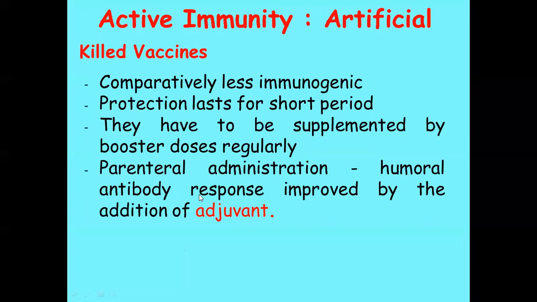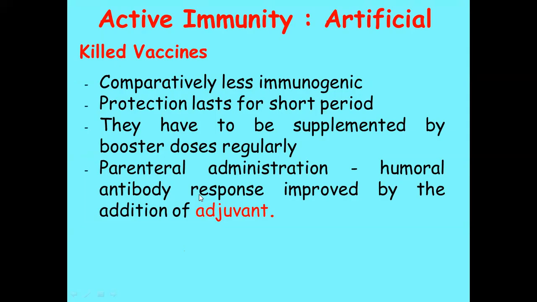And the active immunity called artificial also includes killed vaccines. For example, they are less immunogenic compared to live. Always live is a better immunogen, though even killed vaccines produce long-lasting memory. The protection lasts for a short period, so they have to be supplemented by booster doses. Most of the killed vaccines, if you see, booster doses are compulsory.